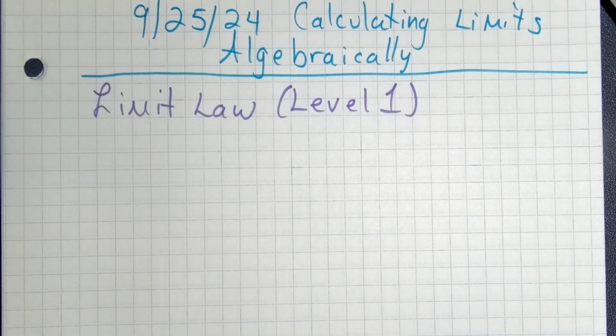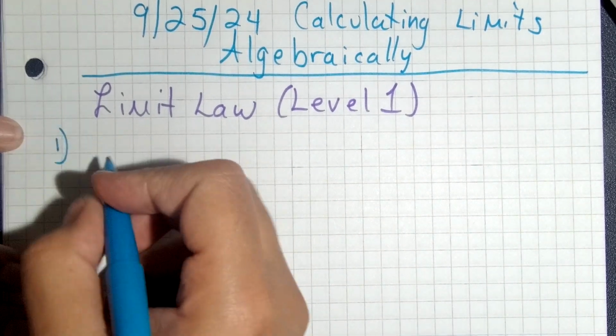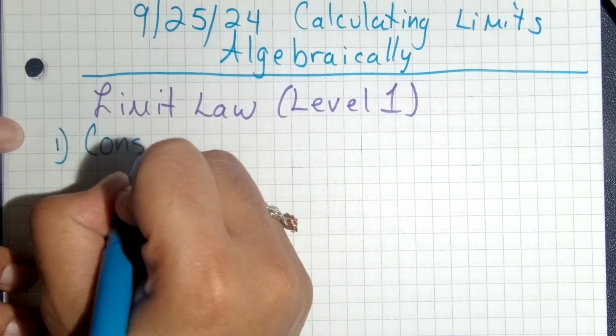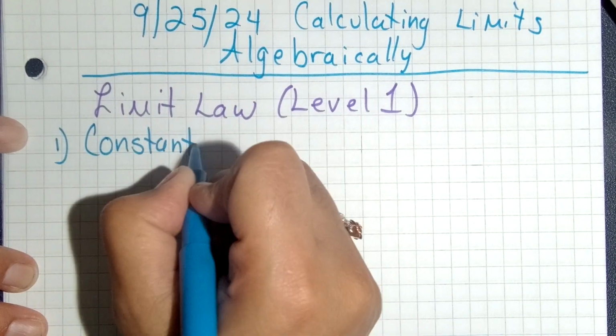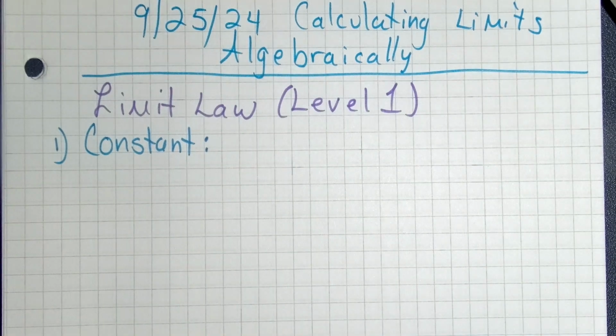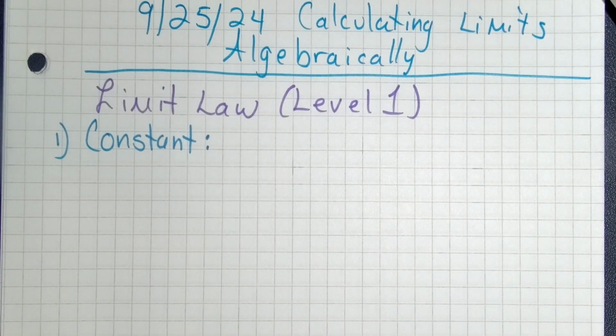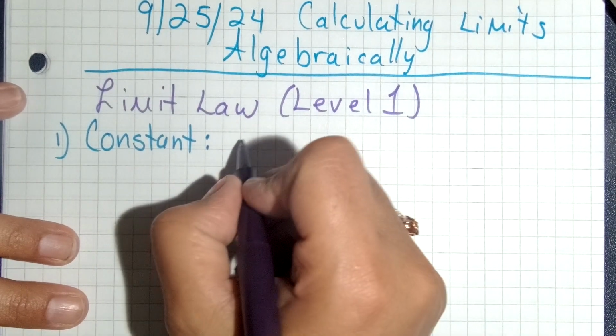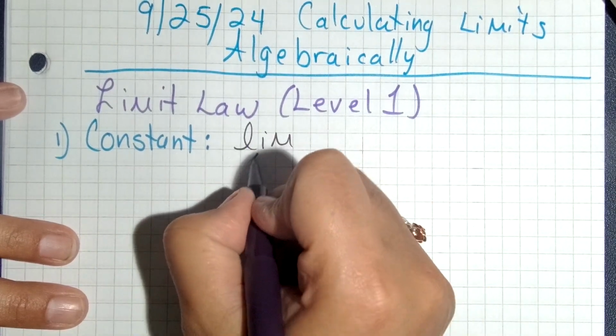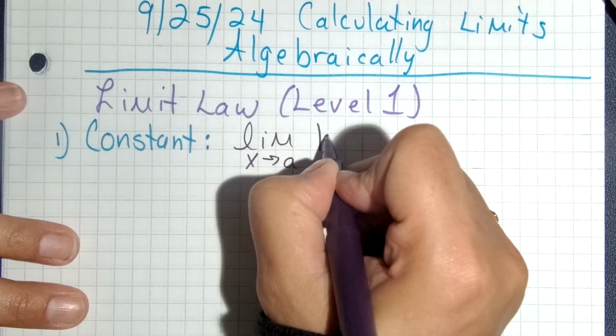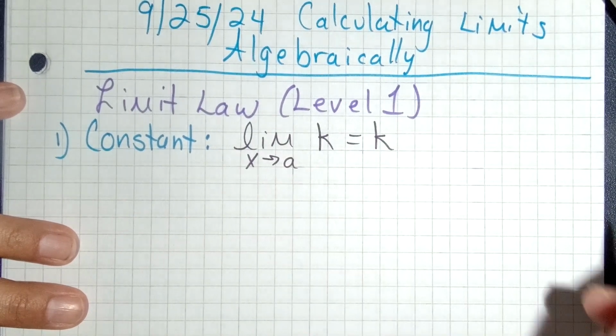Okay. So the first limit law we have is the constant law. The constant law says that if we have a limit as x approaches a of some constant, it will just be that constant.